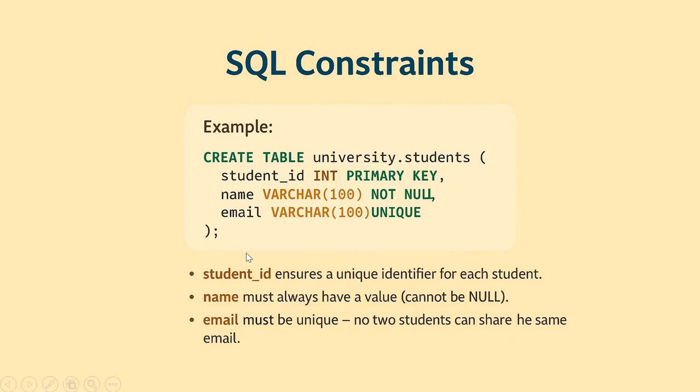Another example. Here we have the table student in the schema university, if we have already identified or created the schema. So we have the student ID, which is primary key, name should not be null, email, it is unique. So we can add several constraints for the same table.